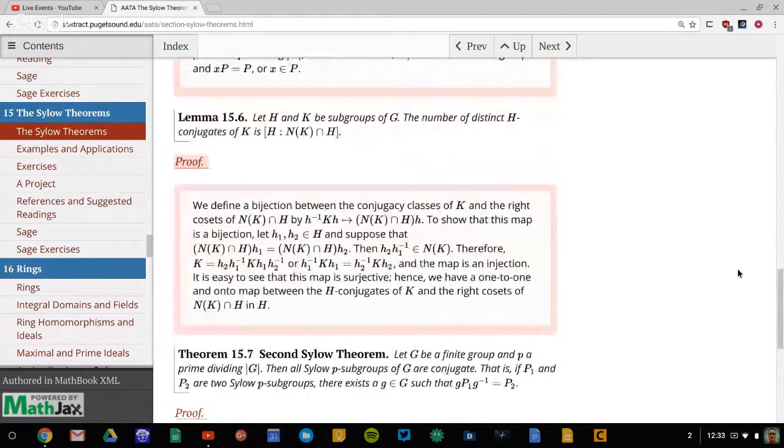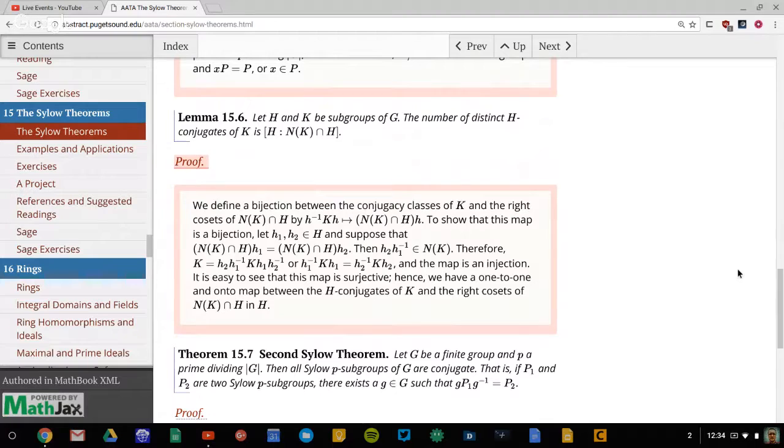Okay, they construct a bijection between these two sets, namely between the conjugacy classes of K and, I wasn't sure which side of the cosets, he's choosing the right cosets of this subgroup, the normalizer of K intersection H. So we want to take some mapping from the conjugacy classes of K to the right cosets of the normalizer of K intersection H. And it's a pretty naturally defined map.